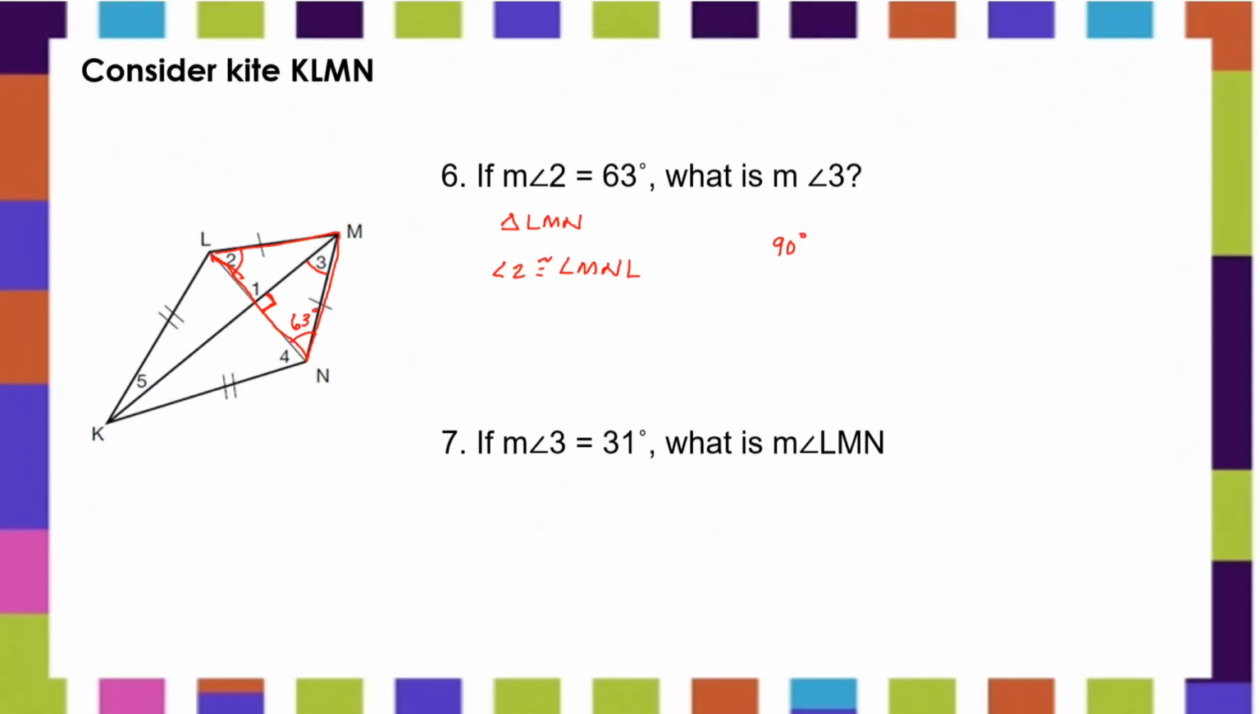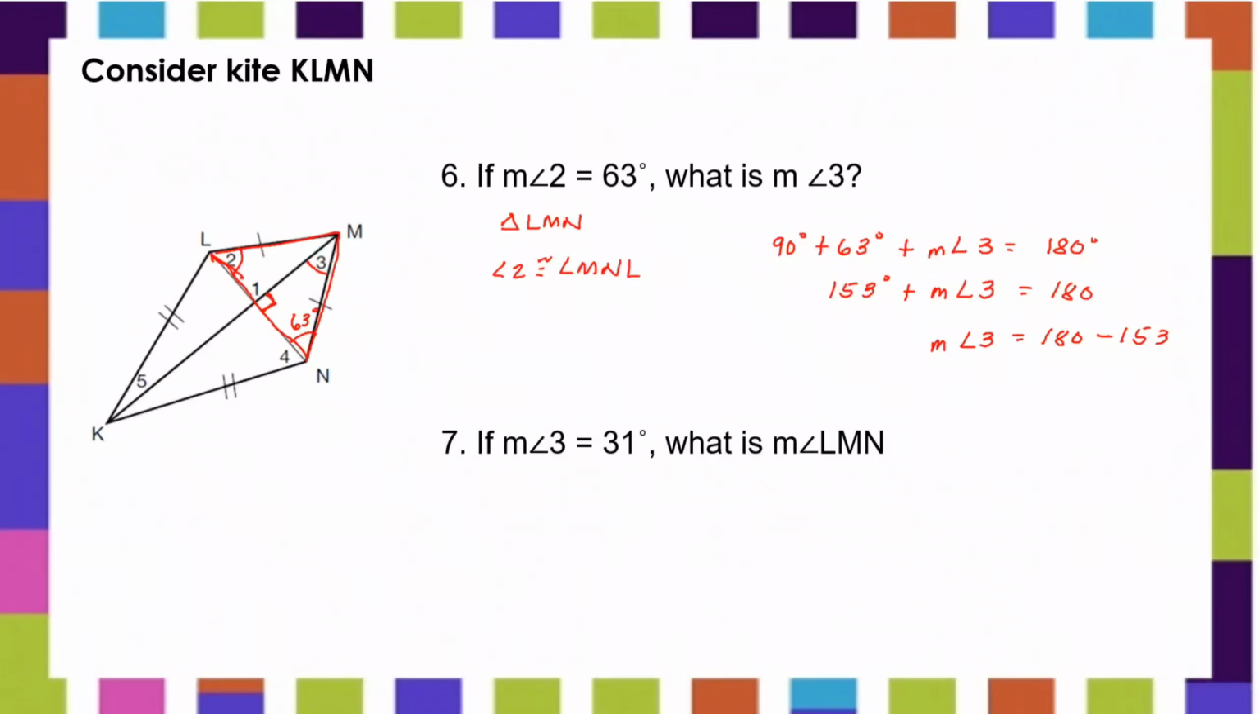Ibig sabihin, so yung 90 degrees, i-add lang natin 90 degrees. Ito, yung angle na to. Plus the measure of angle M and L, which is 63 degrees. Plus the measure of angle 3. They are equal to 180 degrees. So, kung isi-simplify natin, 90 plus 63, this will give you 153 degrees. Plus, the measure of angle 3 is equal to 180. So, simplify lang natin. Lipat natin yung 153 sa kabila. From positive, magiging minus 153 degrees.